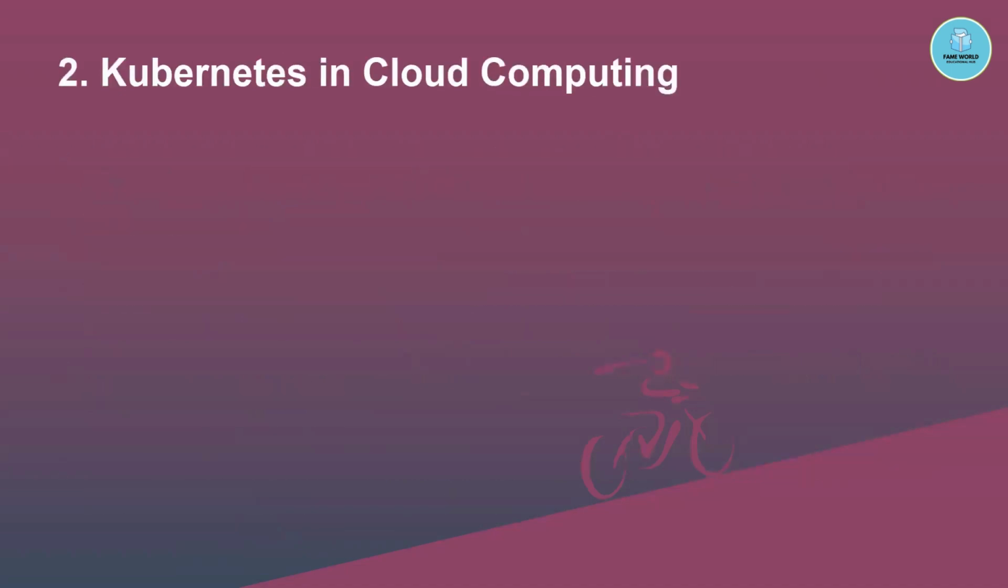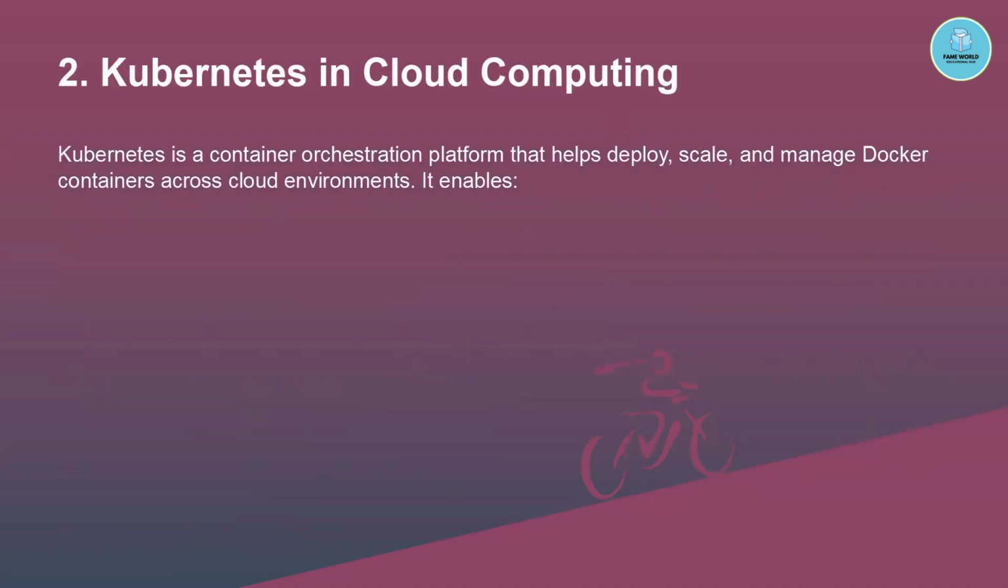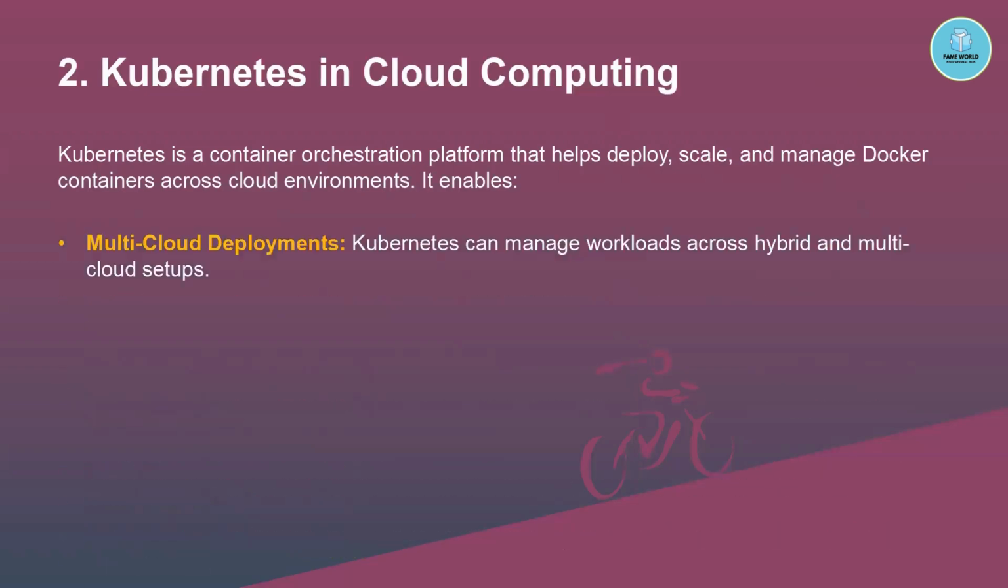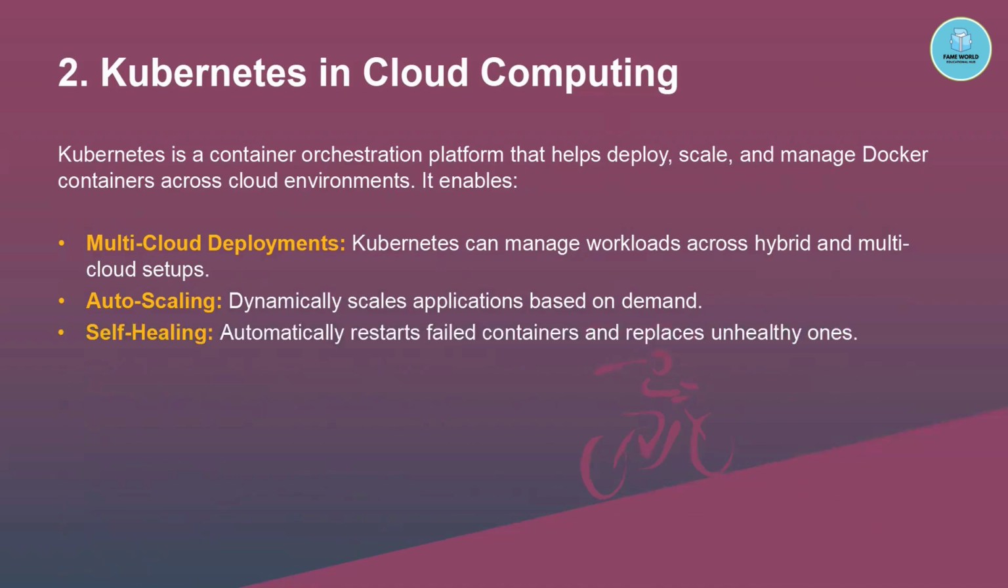Then Kubernetes in cloud computing. Kubernetes is a container orchestration platform that helps deploy, scale, and manage Docker containers across cloud environments. It enables multi-cloud deployment, so Kubernetes can manage workloads across hybrid and multi-cloud setups. I have already talked about that before. Auto scaling dynamically scales applications based on demand. Self-healing automatically restarts failed containers and replaces unhealthy ones itself.